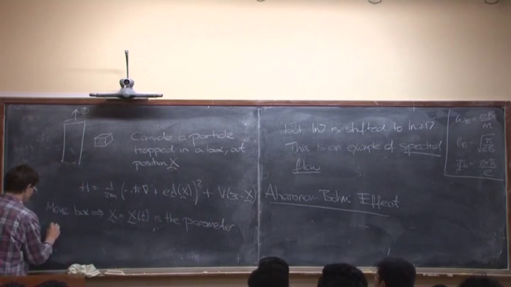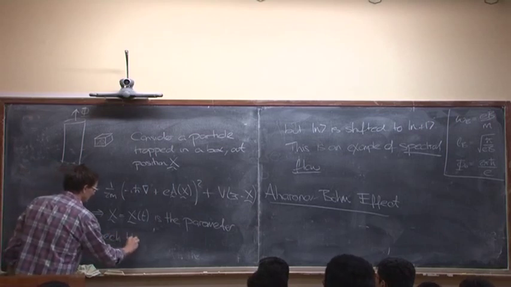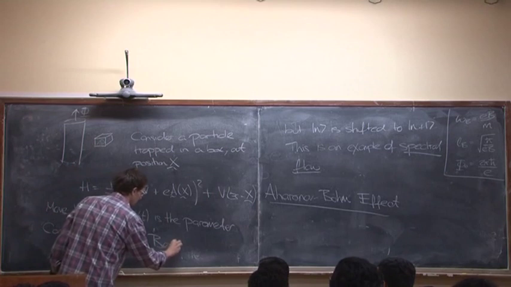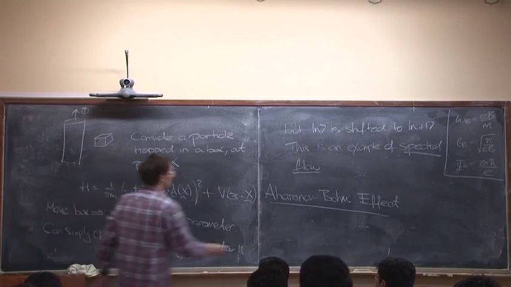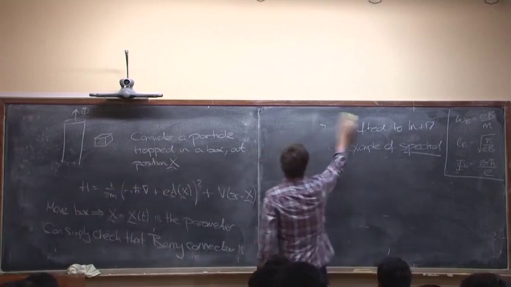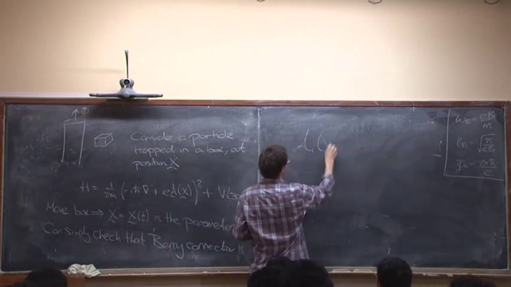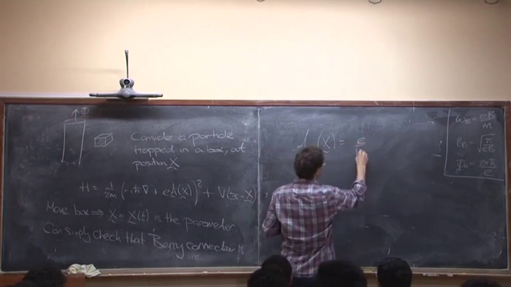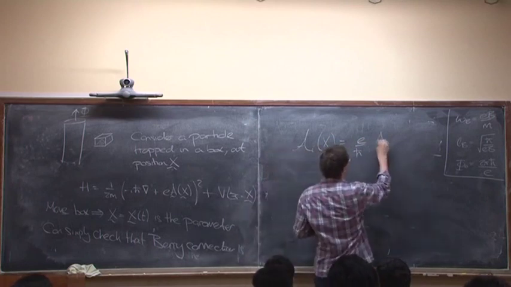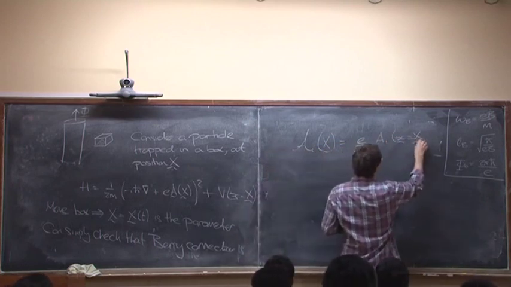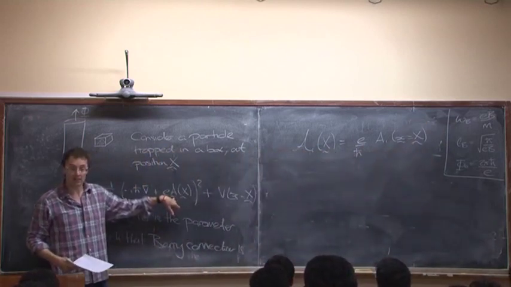So you can simply check that the Berry connection, remember, is a curly A. And in this case, it's very nice. The Berry connection is precisely equal to the electromagnetic connection. So the electromagnetic connection is sitting there in the Hamiltonian.